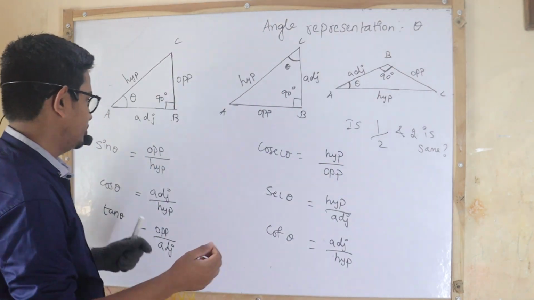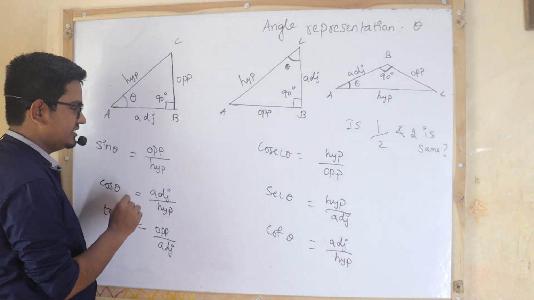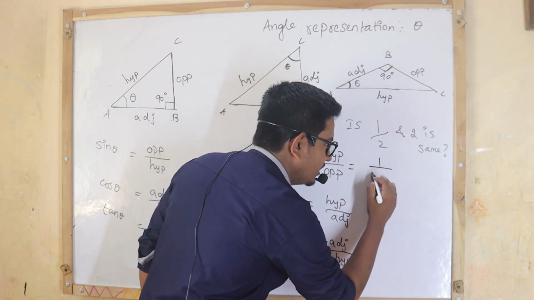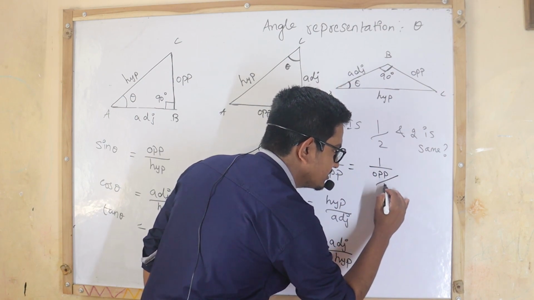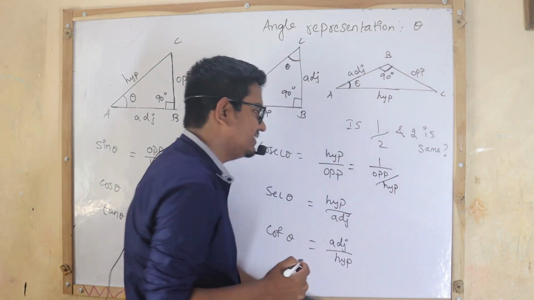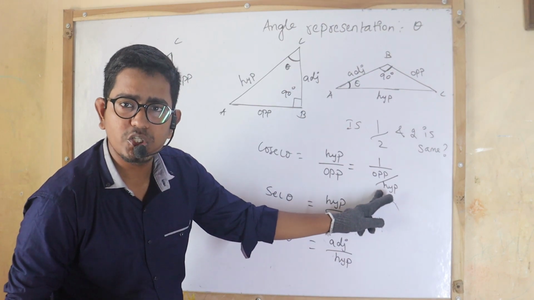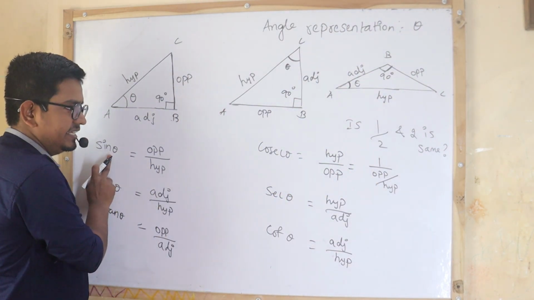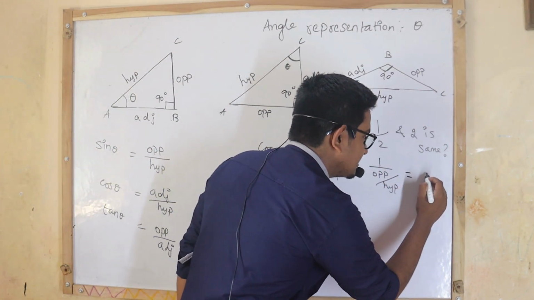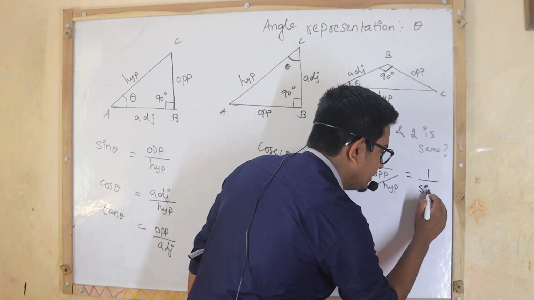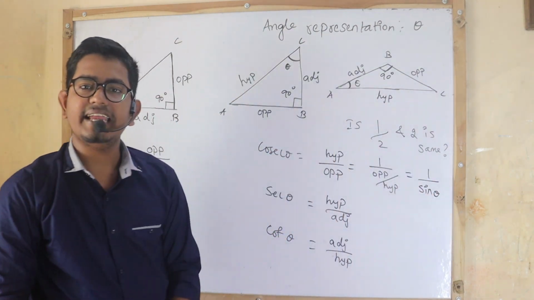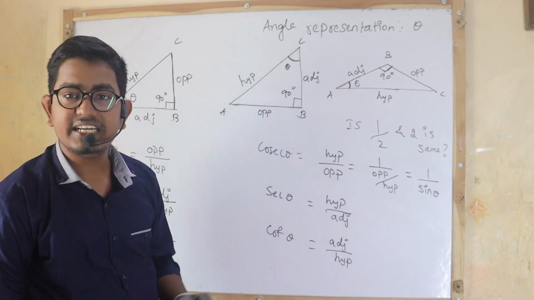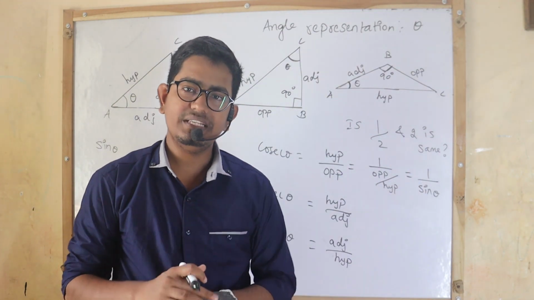Now I am going to introduce one more thing. As you can see, I can write this as 1 by opposite side by hypotenuse. Of course I can write this as 1 by opposite side by hypotenuse. So opposite side by hypotenuse is known as sine theta. Therefore cosecant theta is also equal to 1 by sine theta. So I am getting one more formula for the cosecant theta, that is equal to 1 by sine theta.